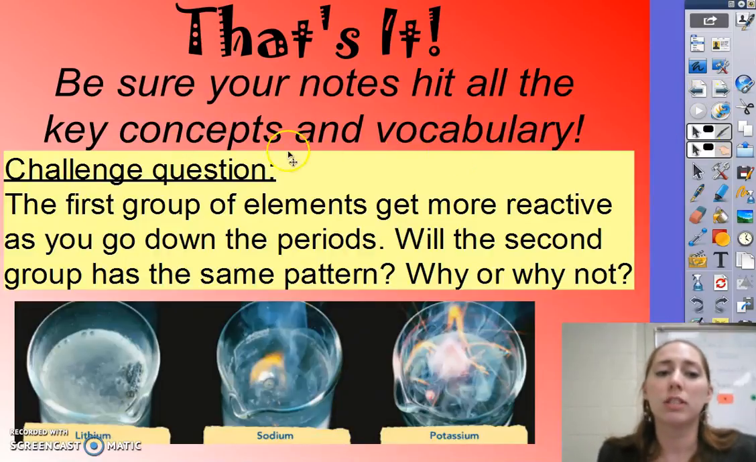Be sure your notes hit all the key concepts and vocabulary, and if you feel like it, try this challenge question.